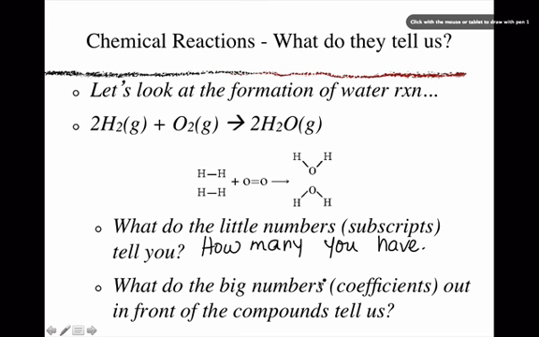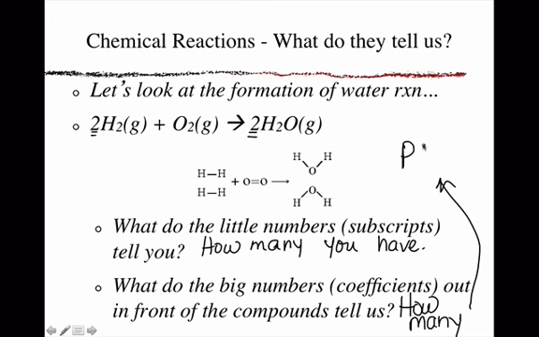The next part is, what do the big numbers, which we call the coefficients out in front of the compounds, tell us? So right there, those also tell us how many, but kind of in different terms. The little 2 is saying we have 2 hydrogens. The big 2 out in front is saying we have 2 of this entire thing. So the coefficients also tell us how many molecules, how many atoms, how many particles we have. These tell us how many atoms you have.